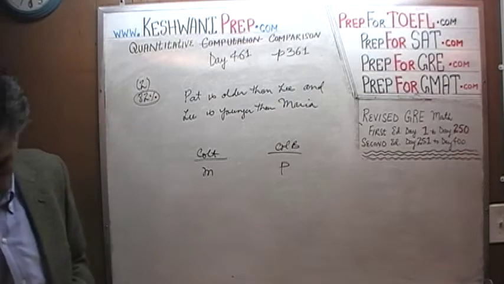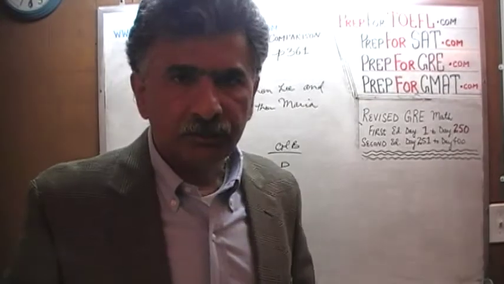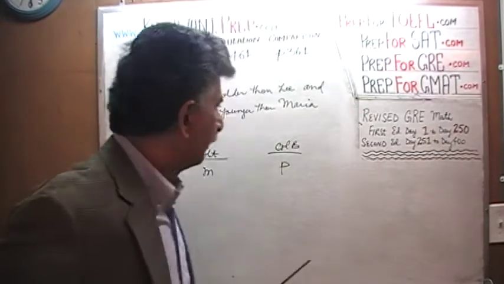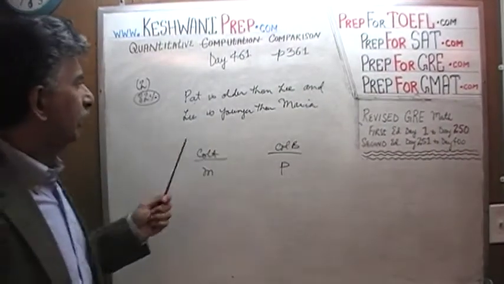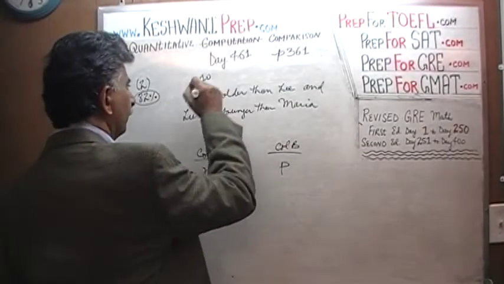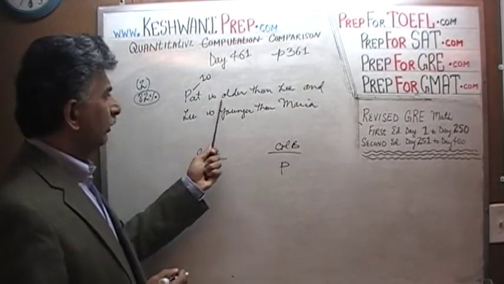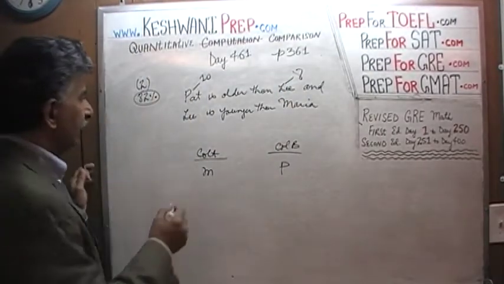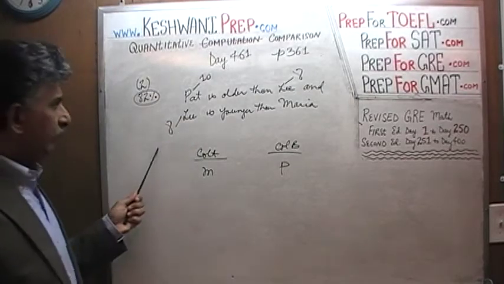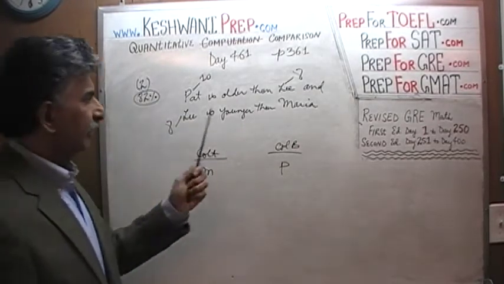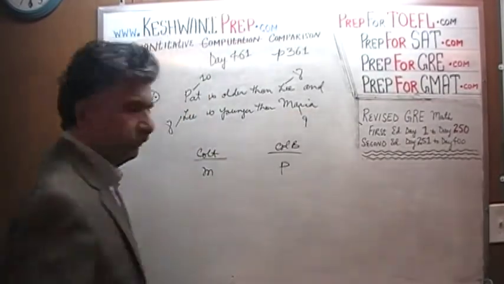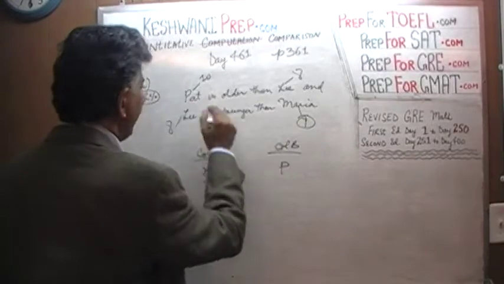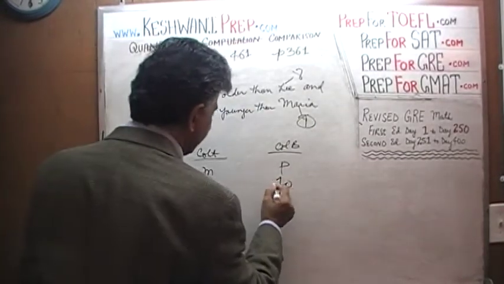Well, the easiest, the quickest, the most efficient method here would be simply to plug in numbers. Just plug in numbers and see what happens. We are told that Pat is older than Lee. I'm going to pretend that Pat is 10 years old. If Pat is 10 years old, let's pretend that Lee is 8 years old. They go on to say that Lee is younger than Maria, so let's pretend Maria is 9. If that's the case, then Maria being 9 and Pat being 10, in this case, the answer would be B.